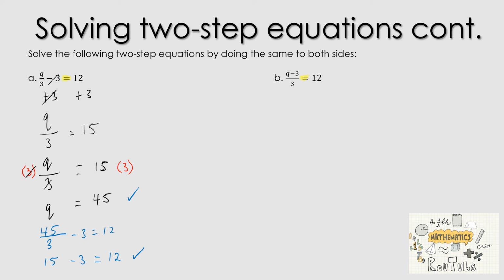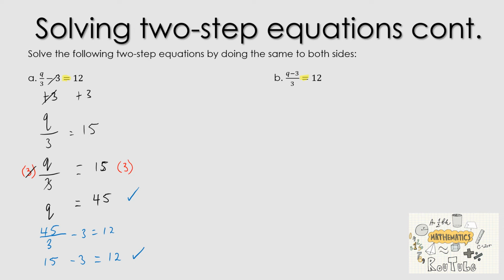Now, part B. Now you'll see the difference. The negative 3 now belongs to the q. So it's right next to the q, and it's on top of the 3. So now we've got subtraction and we've got division. But we need to get rid of the fraction first. We need to get rid of that dividing by 3 first. So we need to work in a different order.